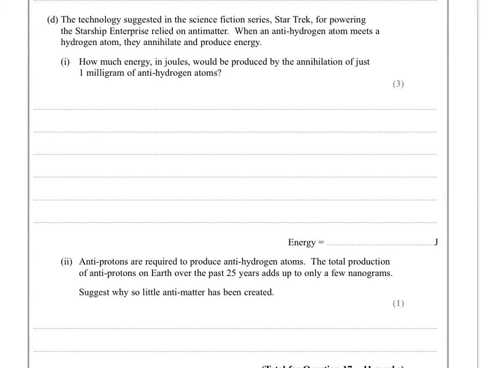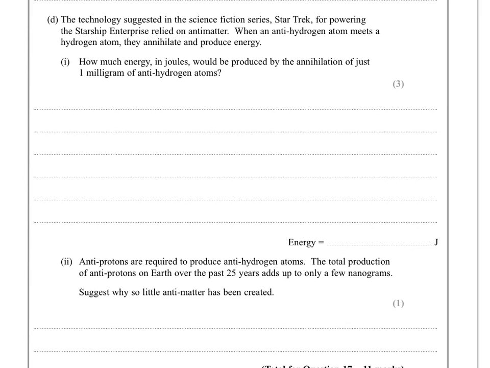Part D. The technology suggested in the science fiction series Star Trek for powering the Starship Enterprise relied on antimatter. When an antihydrogen atom meets a hydrogen atom, they annihilate and produce energy. How much energy in joules would be produced by the annihilation of just 1 milligram of antihydrogen atoms?